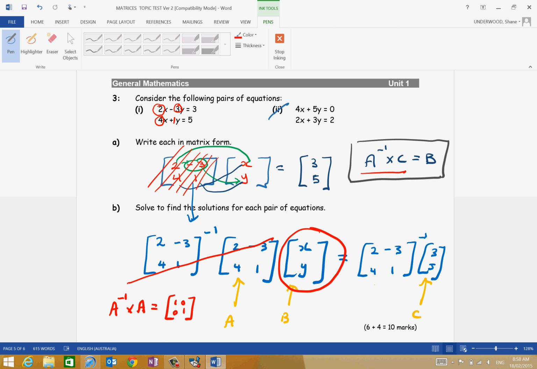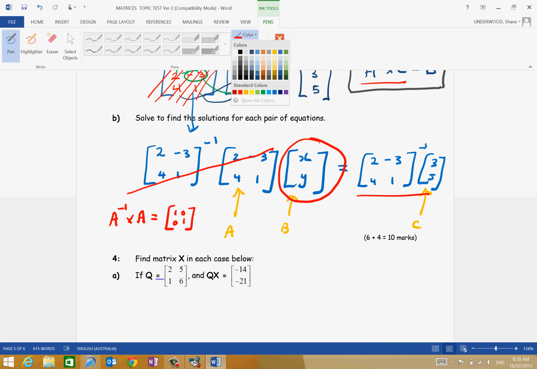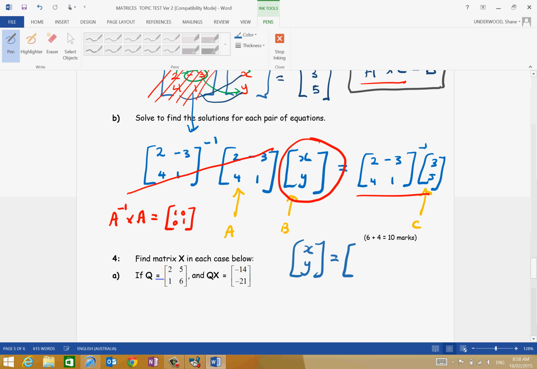So the answer is this matrix multiplication of x and y. What did you get in the end for that one? When you do this in your calculator, you're going to get xy is equal to 9 over 7 and negative 1 over 7. So therefore, you haven't answered the question though. x is equal to 9 over 7, y is equal to negative 1 over 7.